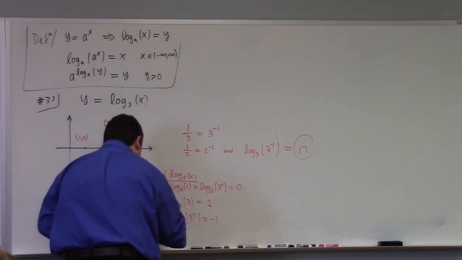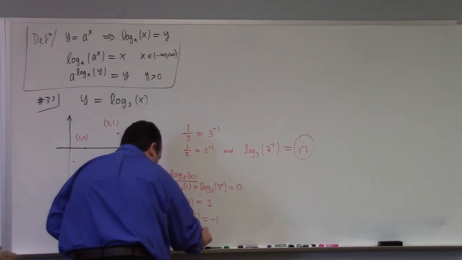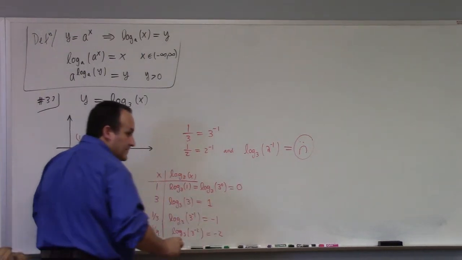What would a 9th be? A 9th is 3 squared. 9 is 3 squared, right? So this is log of 3 to the minus 2, which is minus 2.